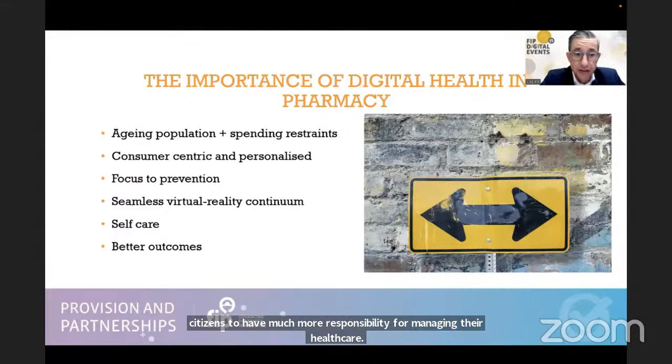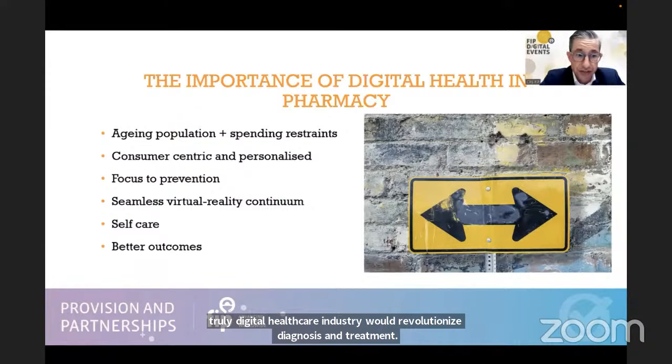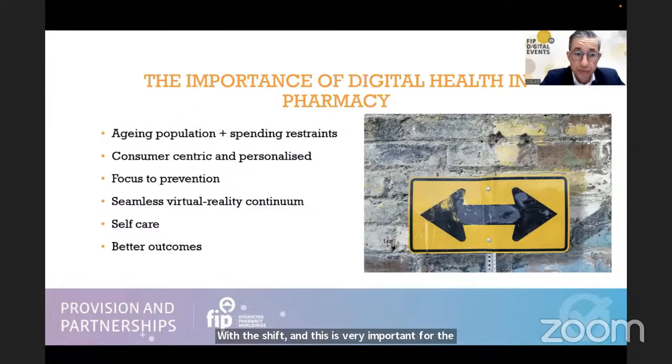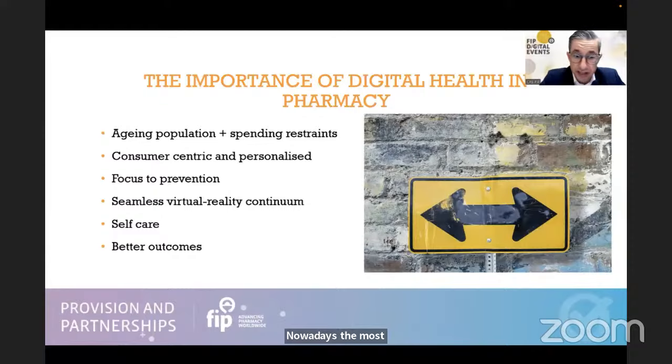A truly digital healthcare industry would revolutionize diagnosis and treatment, with a shift in focus to prevention and management, especially through the use of artificial intelligence and big data. Nowadays, the most noticeable change for citizens is becoming more engaged to manage their own health and care, through self-care and monitoring of vital signs, so an individual's health can be continuously tracked.